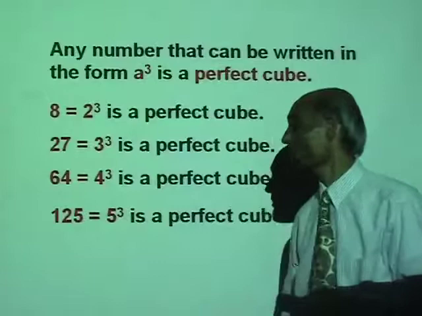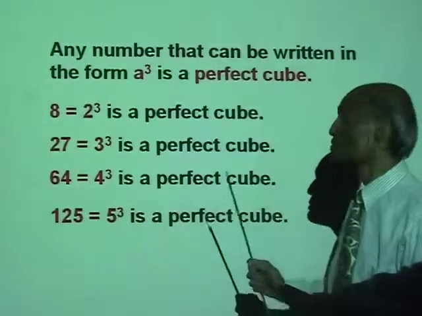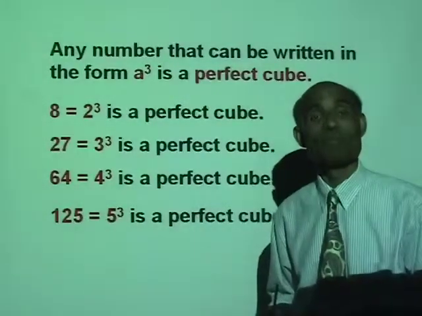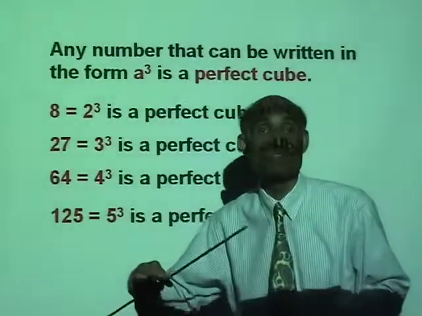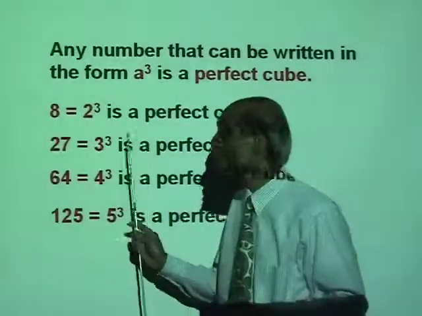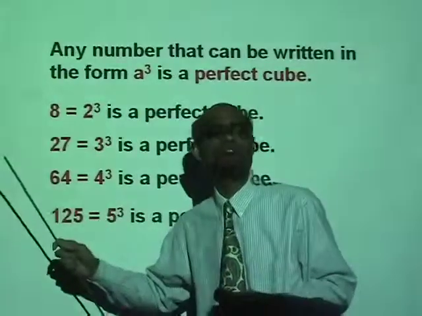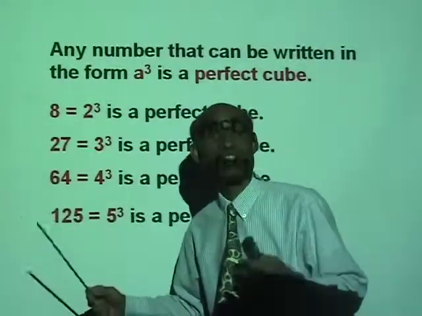125 is equal to 5 cubed, so it is a perfect cube. Now, why is it important to know your perfect cubes? Because if you want to find the cube root of these numbers, it is now simple.